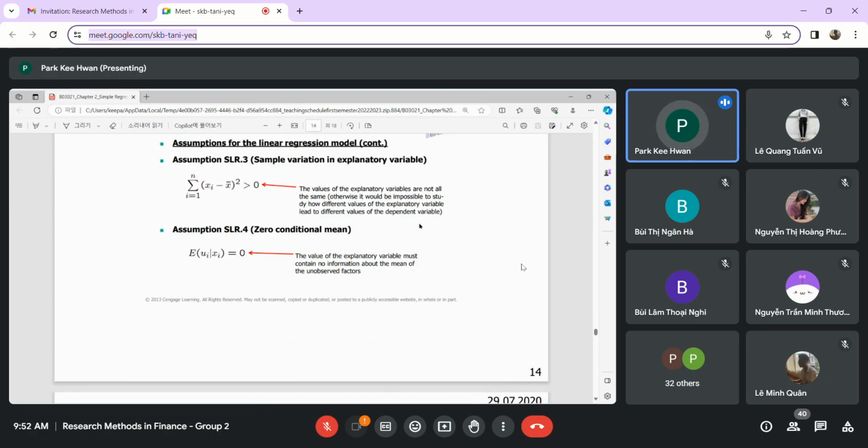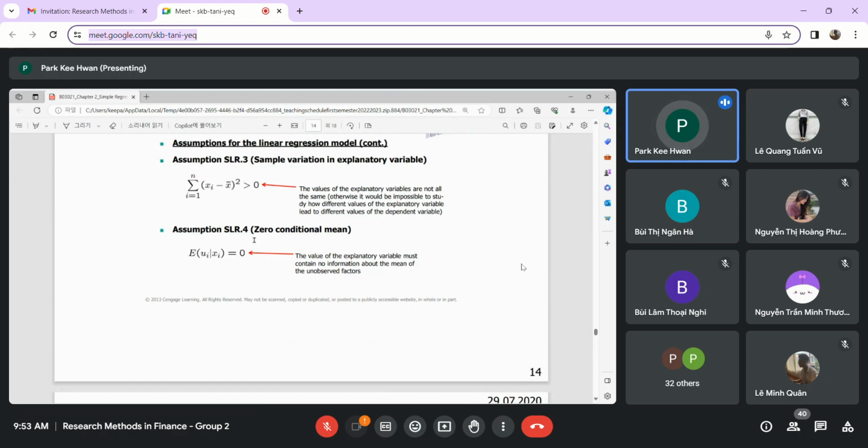So we are trying to estimate the effect of years of education on the wage rate. To estimate, we have to have some variation in years of education, otherwise we cannot estimate. If the years of education are the same, we cannot estimate. There should be some variation in the explanatory variable, and this is assumption 3.